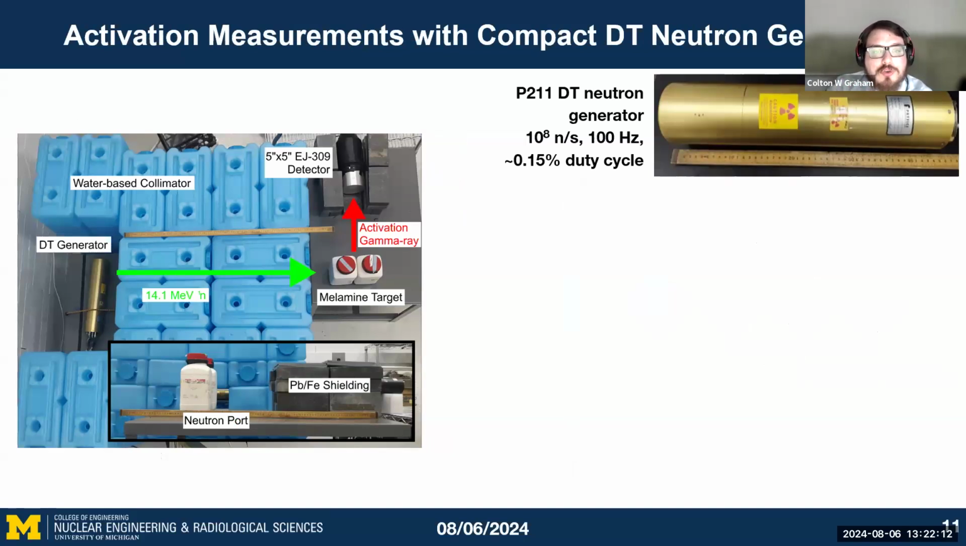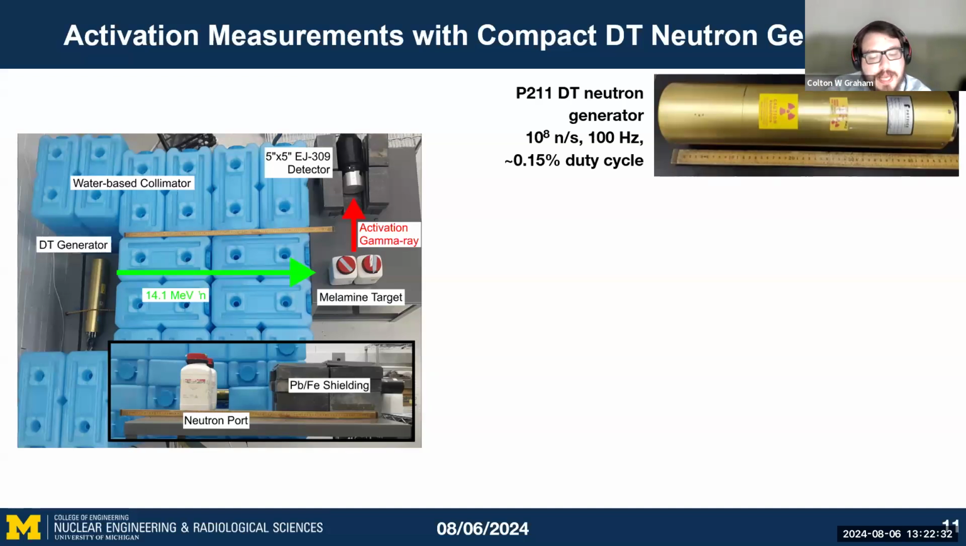This has a nominal neutron output of 10 to the 8 neutrons per second, and this is a pulsed 14.1 MeV neutron generator, which we operate at 100 hertz, and has a pulse width of approximately 15 microseconds. And I'll talk in a little bit about what that pulse width and structure looks like.